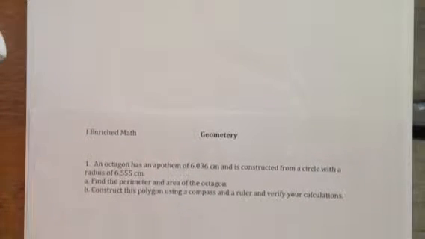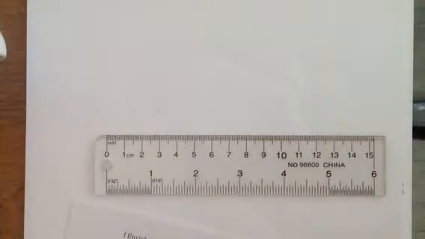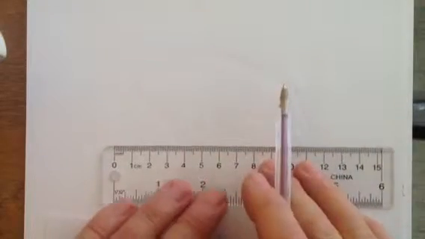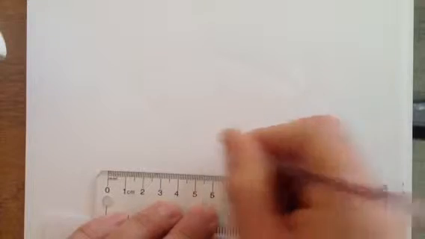Okay, from a circle with a radius of 6.55 centimeters. Alright, so here's my ruler, and so 6.55 centimeters here. I'm going to make this the center of my circle, right there.